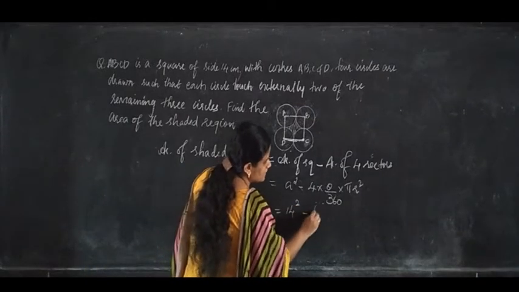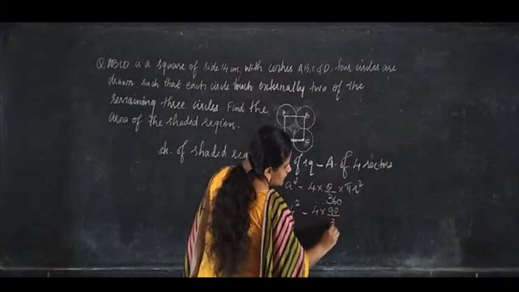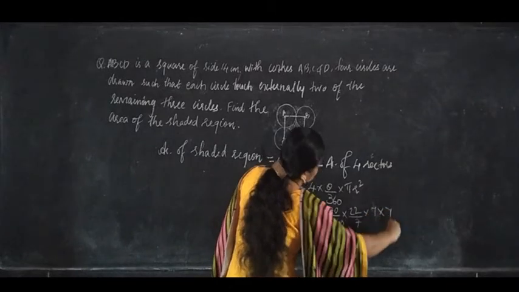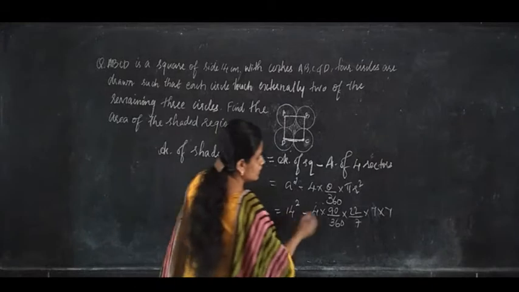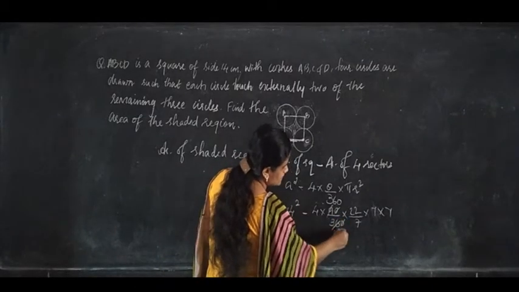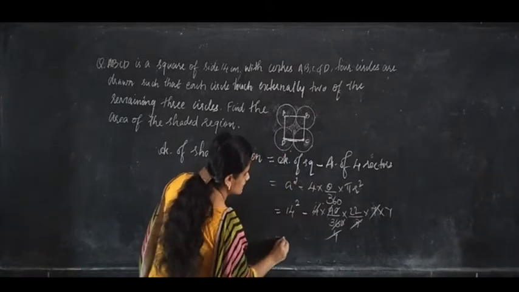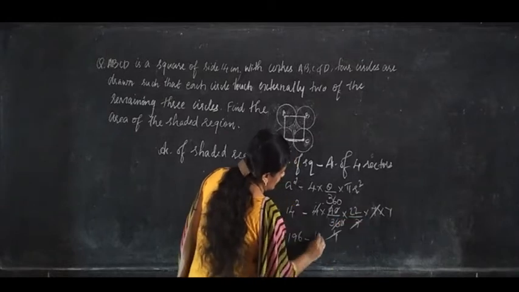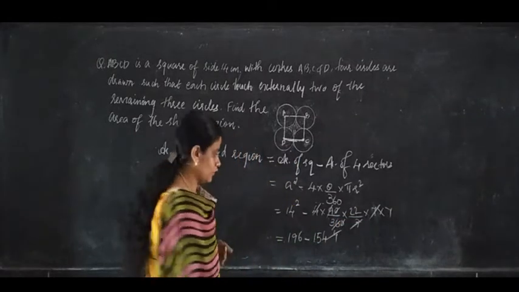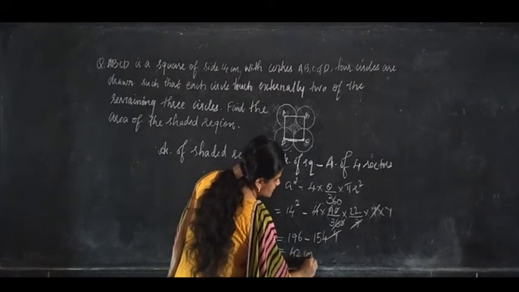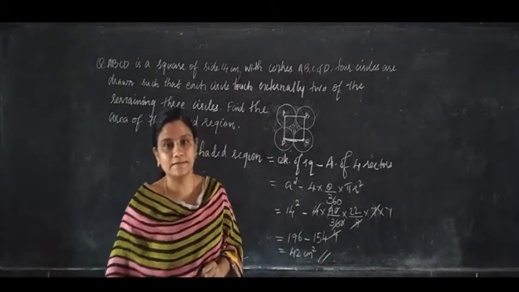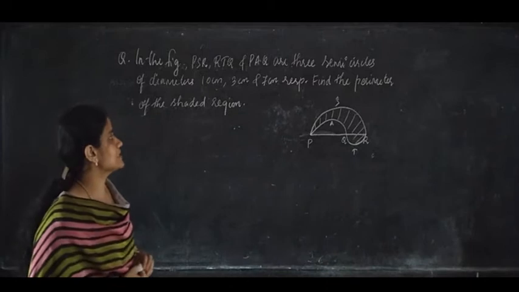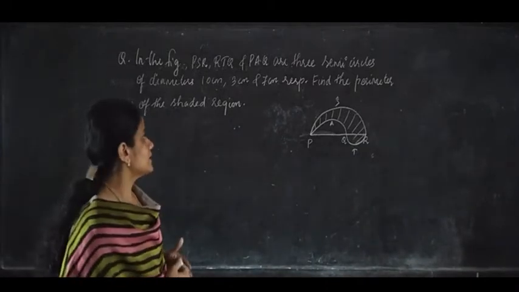Okay, now how can you write? 14 square minus 4 into 90 by 360 into 22 by 7 into 7 into 7. Now we can cancel: 4 times 4 got cancelled, 7 and 7 got cancelled. So the answer is 14 square, 196, minus 22 into 7, which is 154. Therefore the answer is 42 centimeter square. Clear?